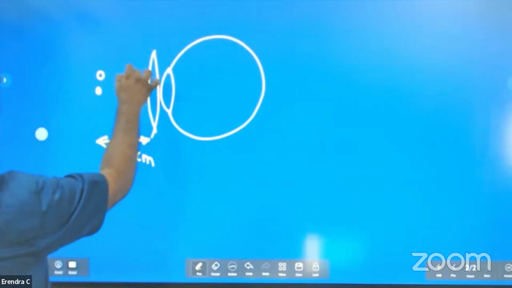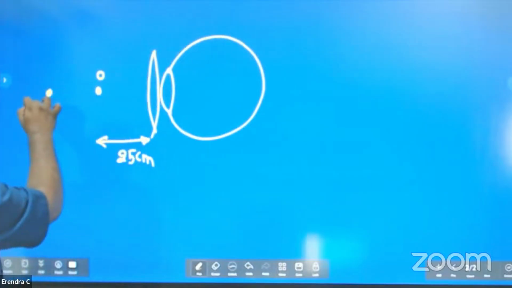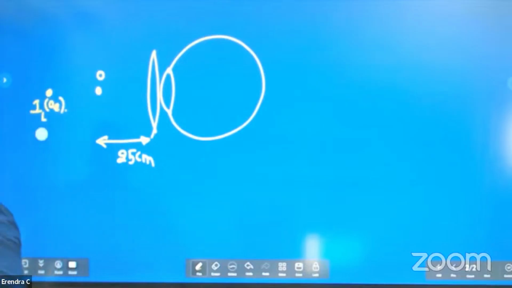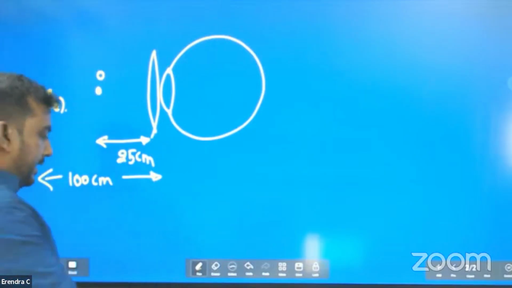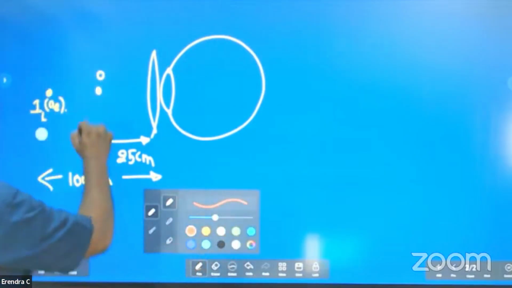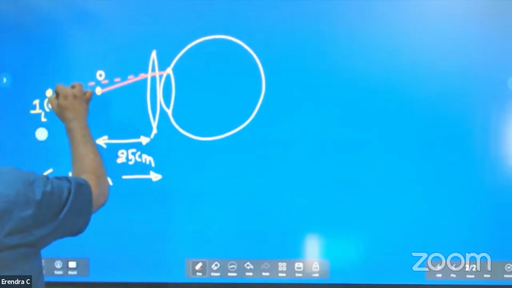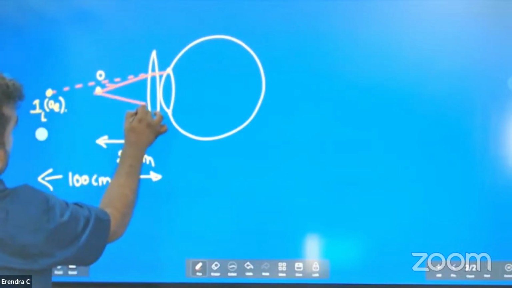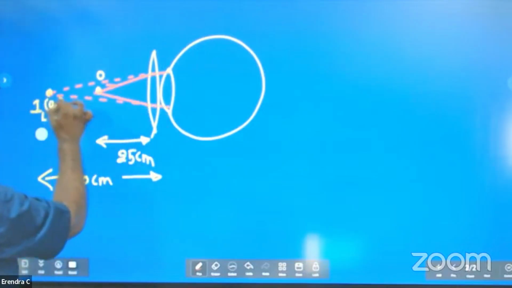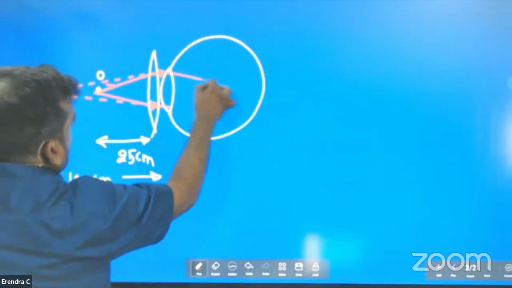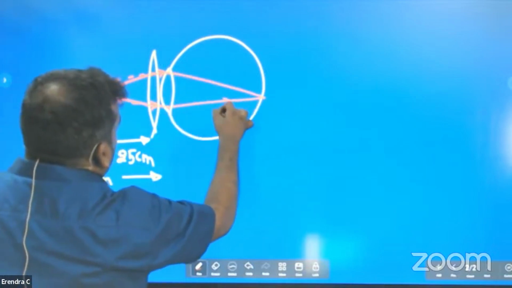Light rays will go and form the image where the eye can see. Image from the lens is object for the eye. That is 100 centimeters. So you can apply here. If I draw ray diagrams, light rays will seem like to meet here. Light rays will seem like to meet there. That will converge on the retina.